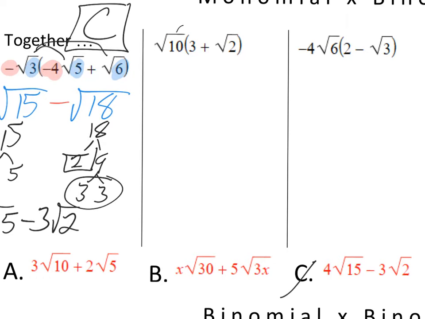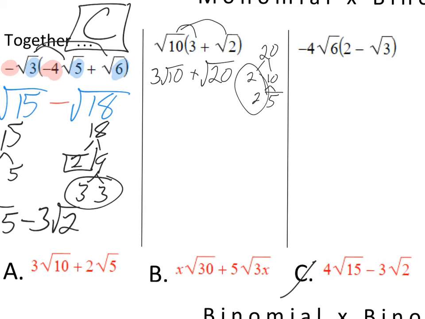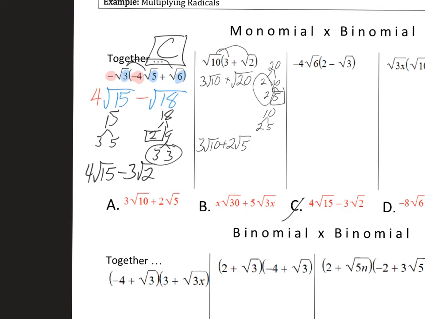Okay, so looking at this one, multiplying all this together, the 3 and the 10, I cannot multiply those together, but I can put 3 radical 10 plus 10 times 2 radical 20. Now I'm going to try and simplify this sum. So I have 20, that's 2 and 10, 2 and 5. So I have a pair of 2's and a 5. 10 is just 2 and 5, so I can't do anything with that. So I'm going to have 3 radical 10 plus 2 radical 5. That looks like that is answer A.